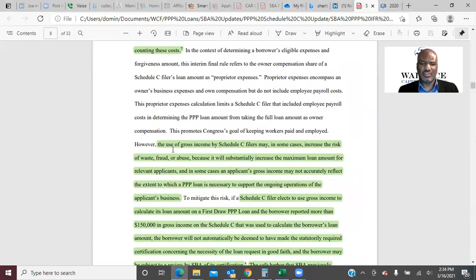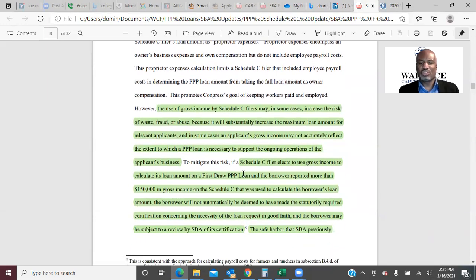Let's look at it. Use of gross income by filers may in some cases increase the risk of wage fraud or abuse because it substantially increases the maximum loan amount for relevant applicants. So this is key: some people who hadn't filed yet may inflate it for this. In some cases, the applicant's gross might not accurately reflect the extent to which a PPP loan is necessary to support the ongoing operations of the applicant's business. So this is really important.